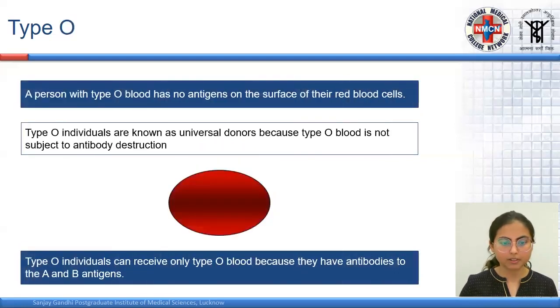What is O blood group system? There is neither A antigen nor B antigen present on the red cell surface. They make antibodies against both A antigen and B antigen. Both antibodies are present in their sera. They are known as universal donors because O blood group can be transfused to an O patient, A patient, B patient, or AB patient.